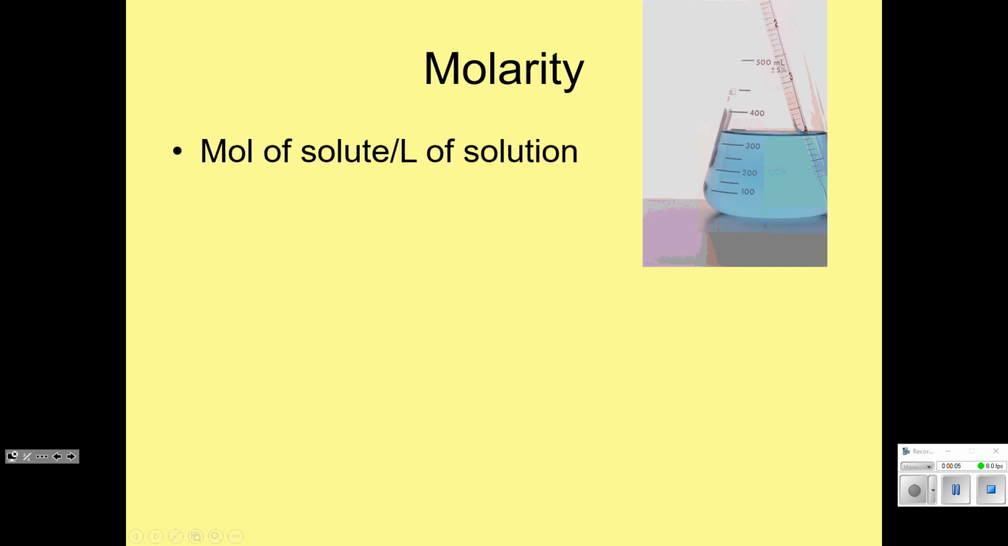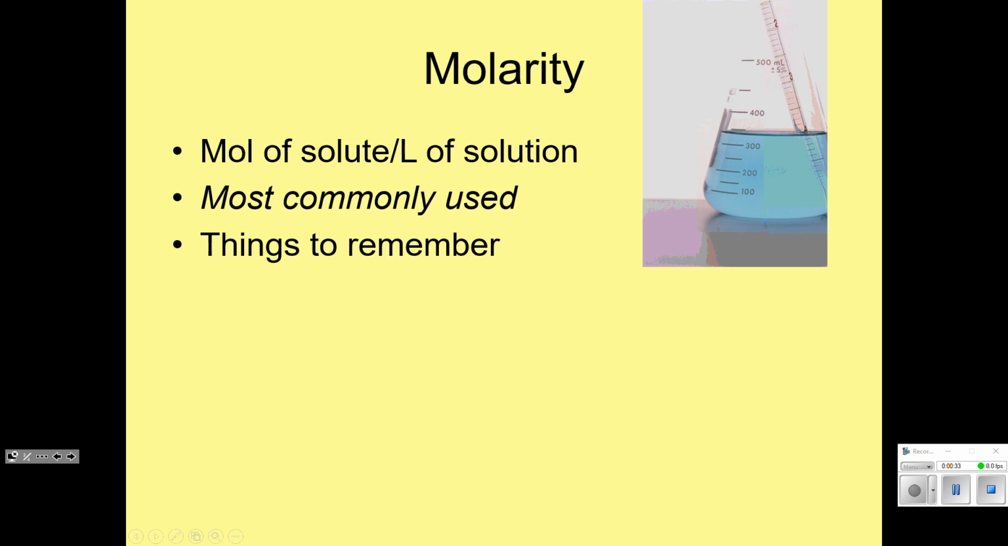Remember, molarity is our main unit of concentration within Chem 1 and in AP Chem as well. There are actually other units of concentration that our textbook will refer to. However, we don't have to know those anymore. So percent by mass, we don't have to really know about. Molality, we don't have to as well. Molarity is moles of solute per liter of solution.